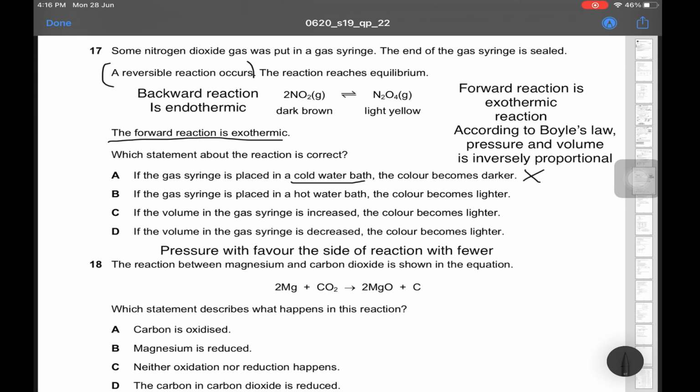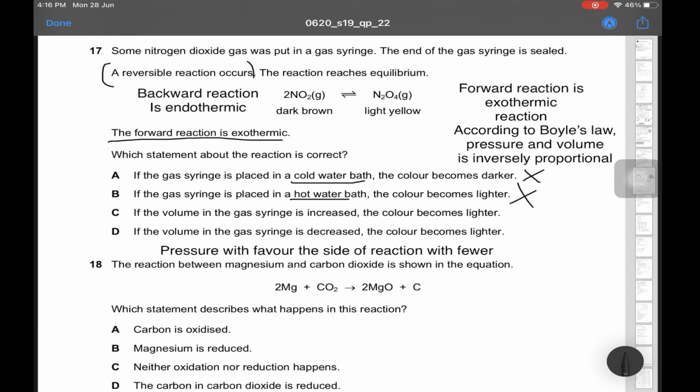So A is wrong. B. If the gas range is placed in the hot water bath, the color becomes lighter. Well, because when it's placed in the hot water bath, there will be more heat energy. And then remember that endothermic will normally take in heat energy, so it will normally shift to the backward reaction. So the color will become darker. So B is also wrong.